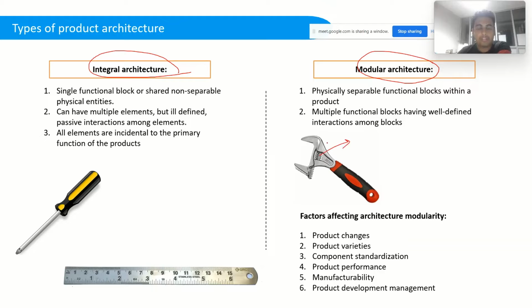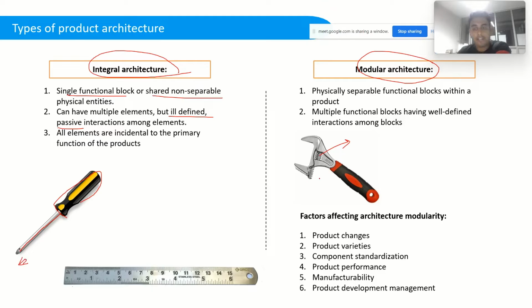So basically, in integral architecture, you may have one functional block or more than one functional block, but those are not physically separable. The relationship between each of these elements is not well defined, it is ill defined. Although it has a plastic handle and a metal screwdriver, all those elements are intended to do only one primary job, which is screwing.